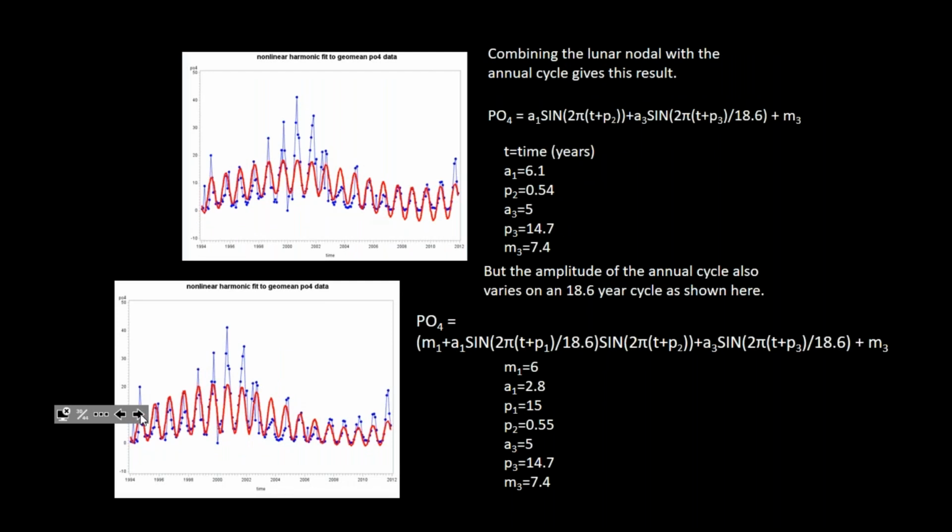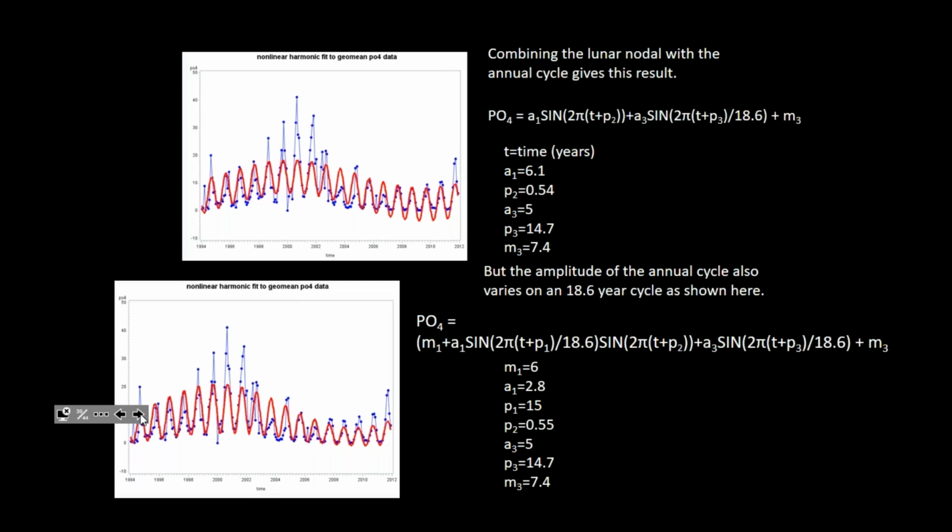Now, that's much more satisfying. But there's something else going on. It looks like the amplitudes of these things also are changing on an 18.6 year cycle. And when you incorporate that into the statistical model, you get something that looks like that. Now, I'm really happy with that. And that's what the final model looks like. So that tells me what phosphate is doing over time.